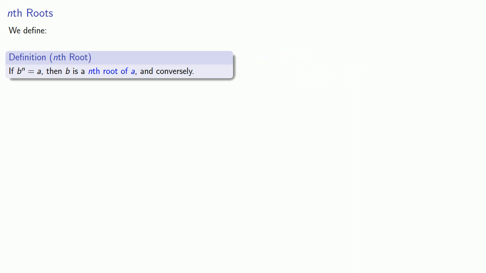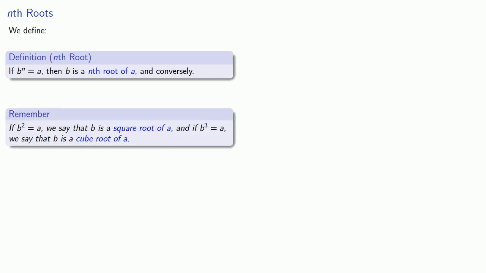Now, people being how they are, we tend to use special words for common cases. And the two common cases are the second power. If b to the second equals a, we should say that b is a second root of a, but we actually say that b is a square root of a. And likewise, if b to the third equals a, we say that b is a cube root of a, even though we should say it's a third root.